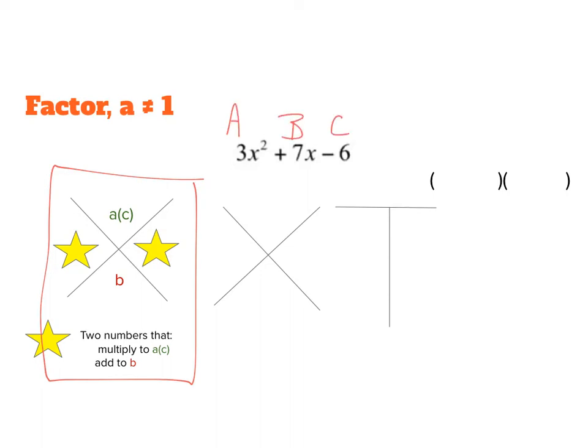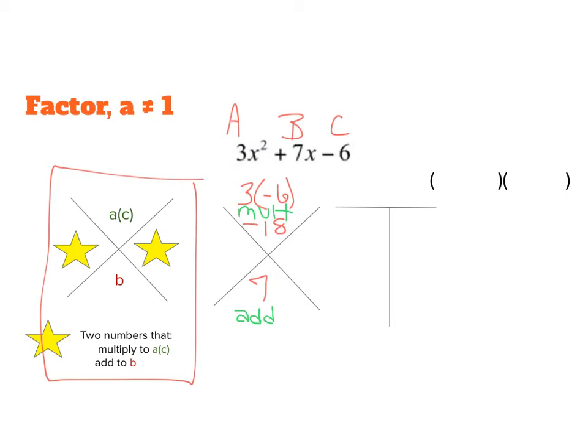So on the top of our X, we're going to do our A times C. So we have 3 times negative 6. That's going to give us negative 18. And then on the bottom, we're just going to write our B term, which is 7. So now we are looking for two numbers that are going to multiply to this top number right here and add to this number here.